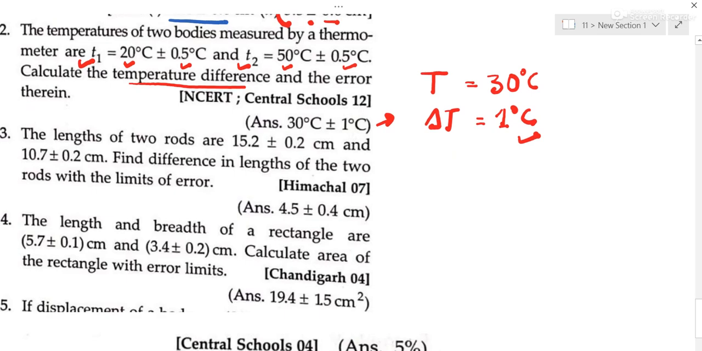So let us see the next question now. This is length 1. This is length 2. We have to find out the difference, subtraction. So 15 minus 2, bigger reading minus smaller reading. You can subtract, but error would be added. So you can match up the answer here. Error is added.